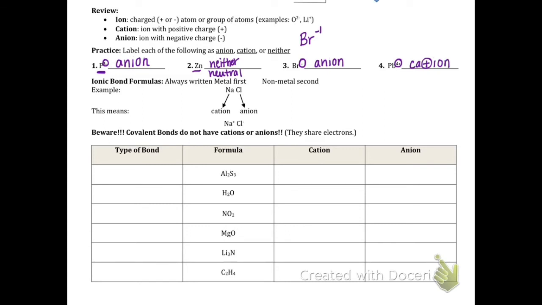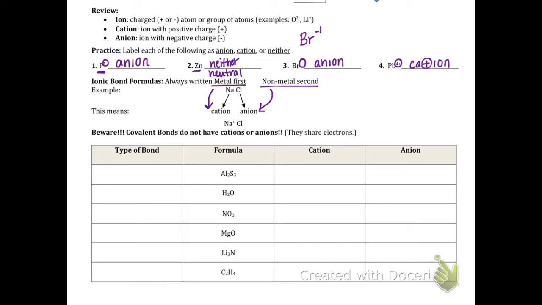All right. Great. Now that we know the difference between anions and cations, we can understand ionic bond formulas. When you see an ionic bond, which is a metal and a nonmetal, the metal is always written first, and the nonmetal always comes second. Because the metal comes first, the cation will always come first. Then the nonmetal anion will always come second.